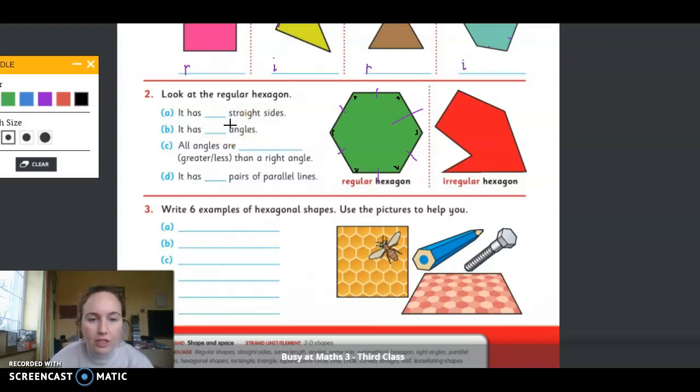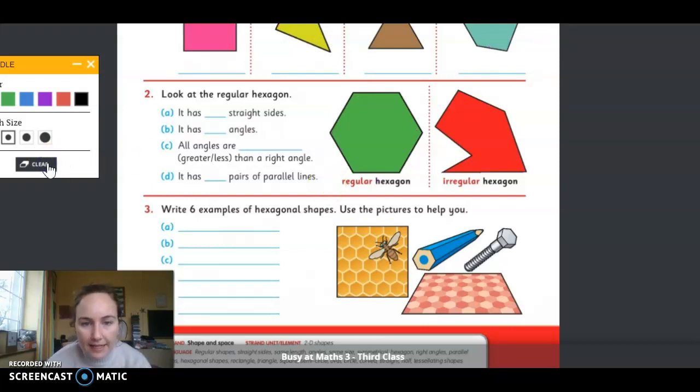Are they greater or less than a right angle? Are they bigger or smaller than a right angle? This would be a right angle here. Okay, if I was to draw a right angle on the shape, it would look like this. Okay, so are they bigger or smaller than that? And how many pairs of parallel lines does it have?